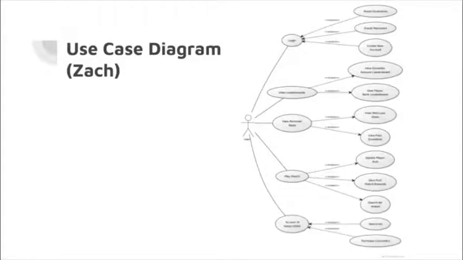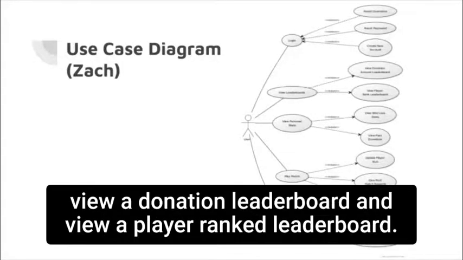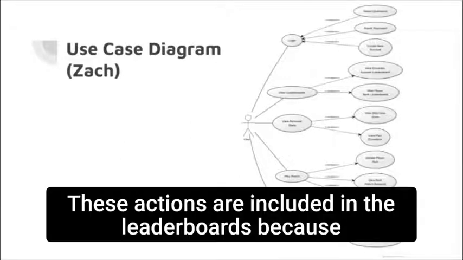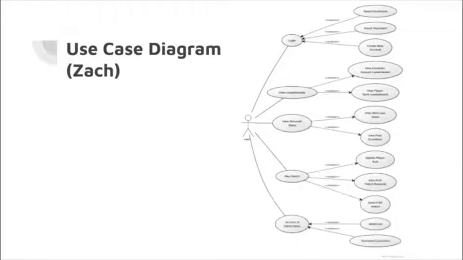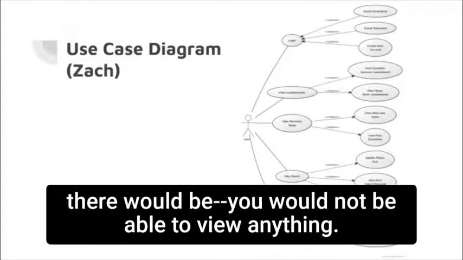in our app. The next main action is view leaderboards. Within this, there is view a donation leaderboard and view a player rank leaderboard. These actions are included in view leaderboards because they're required. Without those 2 different leaderboards, you would not be able to view anything.